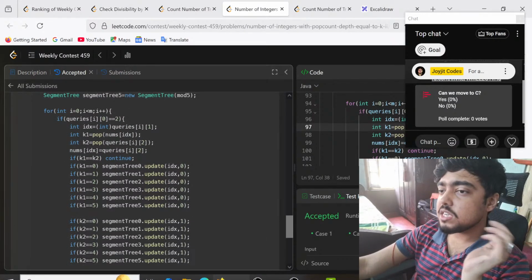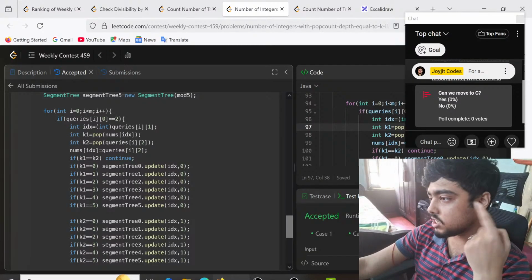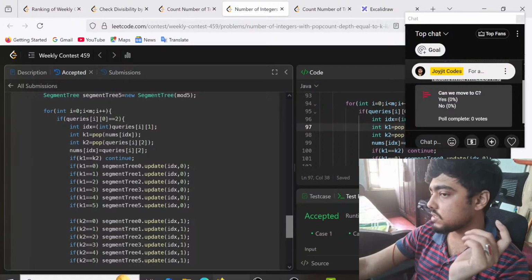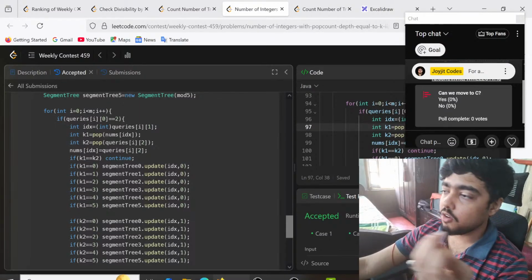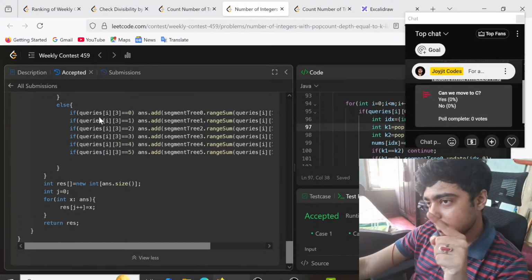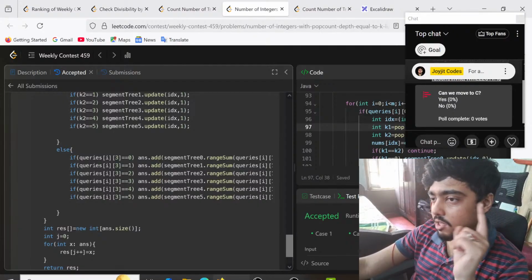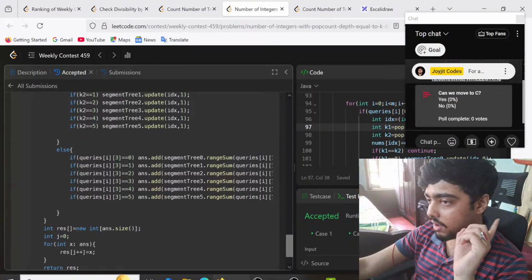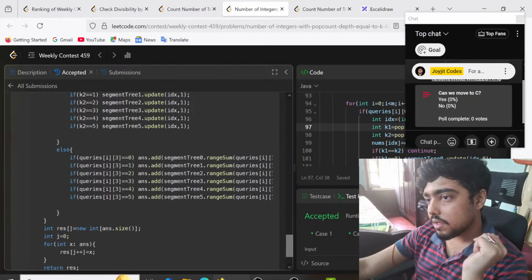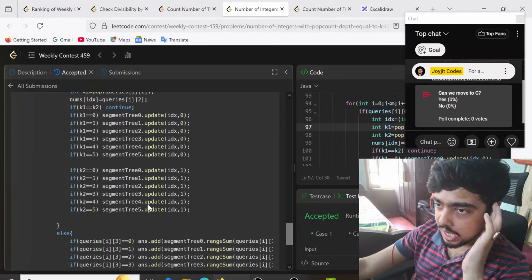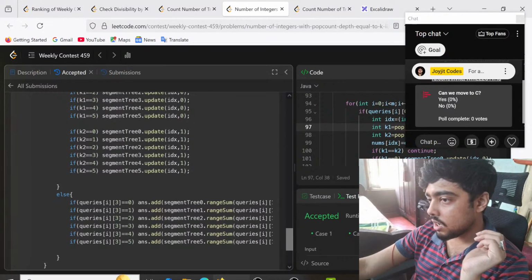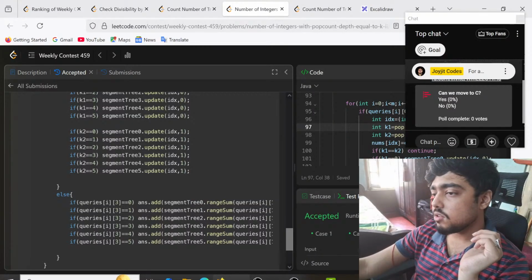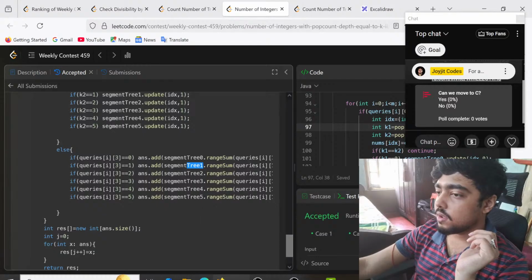And if k1 is equal to k2, so if the initial value and new value have the same pop count depth, it is not going to contribute anything, so we can go with it. Else, for every query you have to find out what is the value of k that we have to consider. Is the value of k 0? If it is 0, go for range sum in segment tree 0. If it is 1, go for range sum in segment tree 1, and so on.